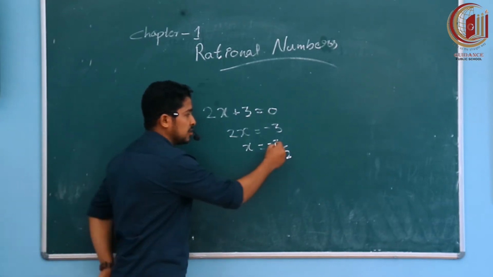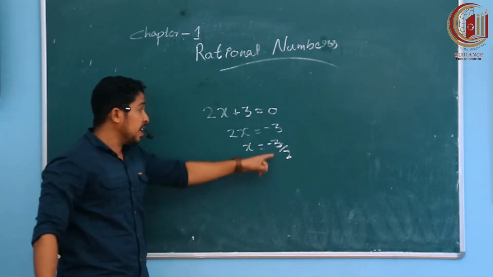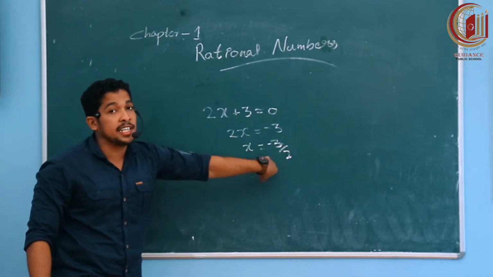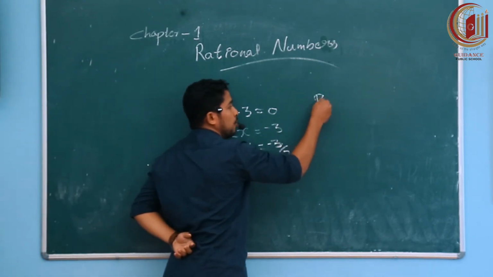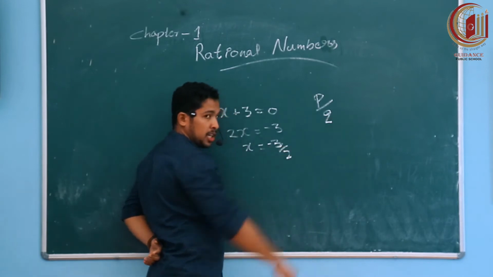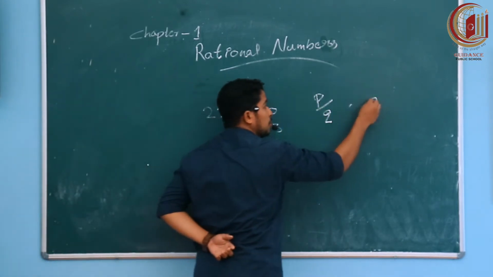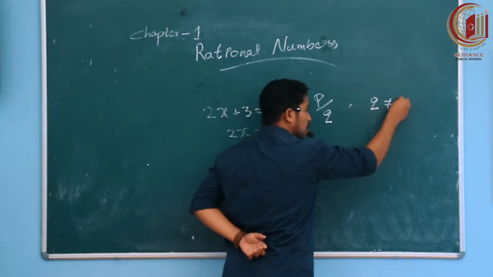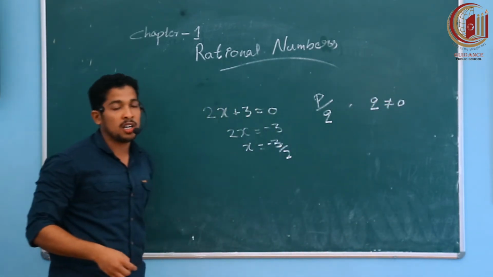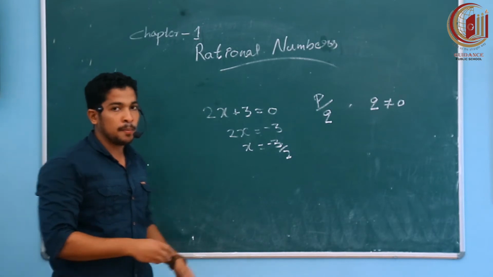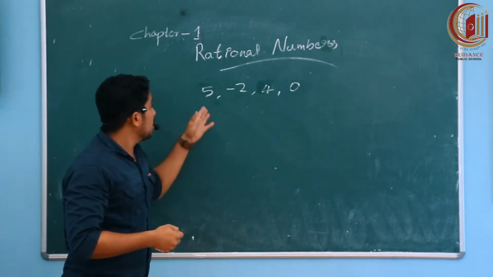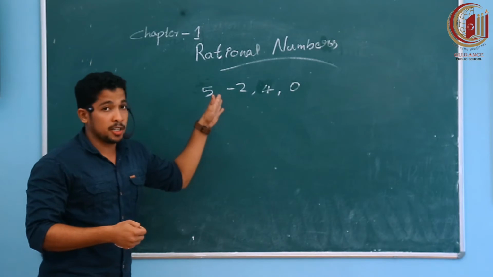In the form p by q, p is the numerator and q is the denominator. If we can express it in the form of p by q, where p and q are integers and also q is not equal to 0, these types of numbers are called rational numbers. Okay. Now we can check whether these are rational numbers or not.